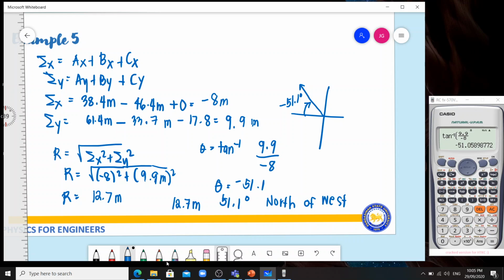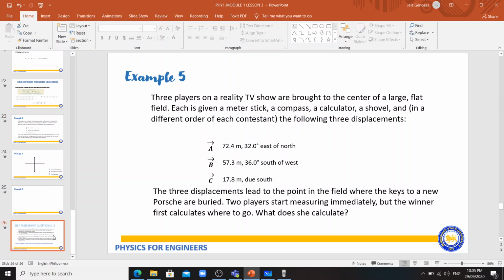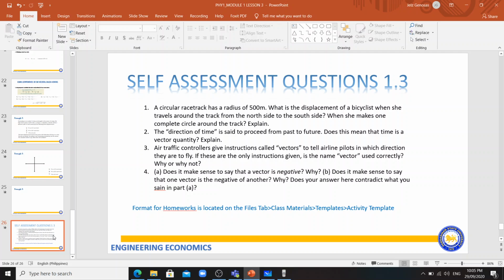So, kung wala lang question, I think that's the end of the discussion. Okay? Ito po yung self-assessment question natin. Ayan. So, pakigawa na rin. Wala pa naman tayong due, pero please work on it. Okay? Ayan. So, tungkol sa vectors.